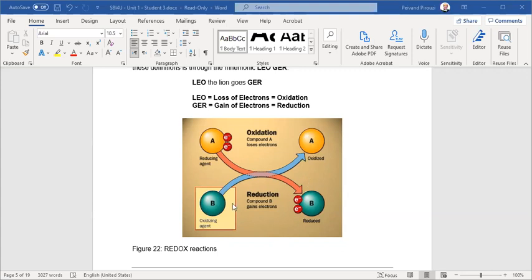On the other side, and the opposite, is when we are having an oxidizing agent like B, it can be any molecule or any atom that is going to interact with the reducing agent, which is A.